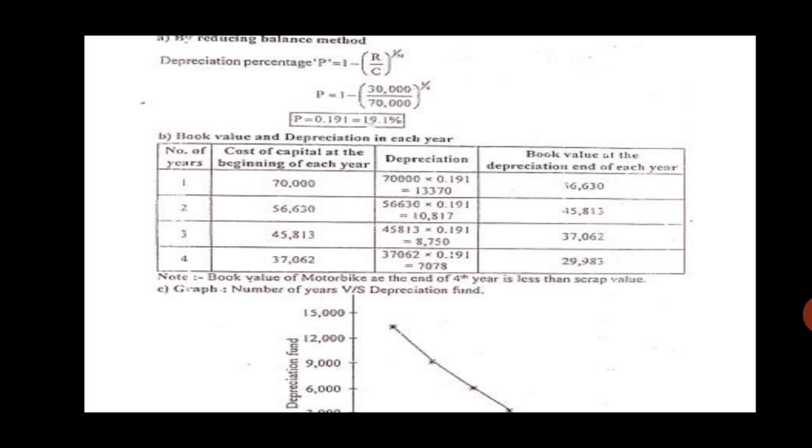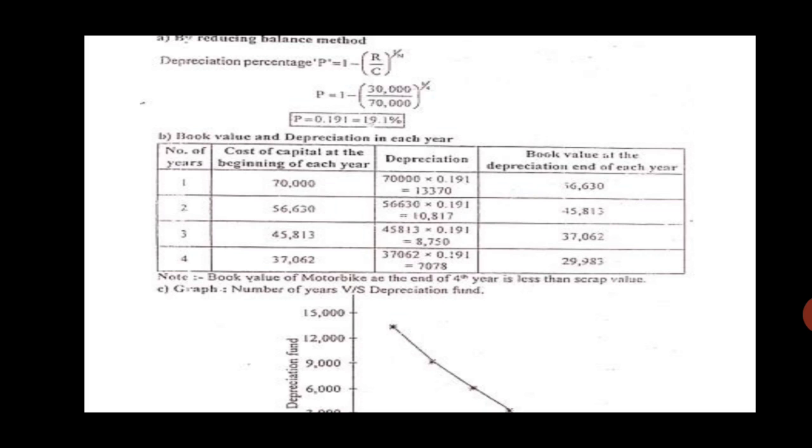That is a percentage. So 13,370 rupees is the depreciation for the first year. This 13,370 rupees depreciation amount will be reduced from the cost of capital, that is 70,000 rupees. Then you get 56,630 as the book value after the first year when you remove the depreciation of 13,370. This 56,630 becomes the book value for the capital for the next year.